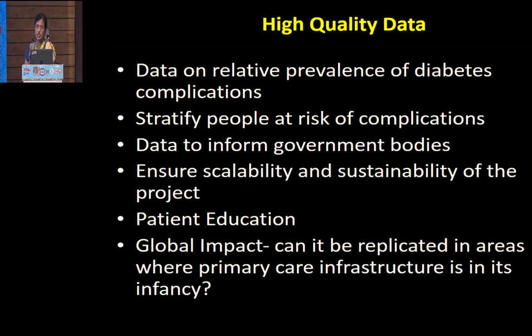So in addition to just detecting other complications, we are also very hungry for data, for high quality data to come out of India. We need to know the relative prevalence of diabetes complications, and stratify risk according to their risk of complications. We have to get data to inform the government about changes required to ensure a whole body screening for people with diabetes, to ensure scalability and sustainability of such a program. We also have an opportunity to educate patients, and hopefully it will produce a global impact in all other countries where the primary infrastructure is not good enough for patients to have their diabetes or their microalbuminuria diagnosed.